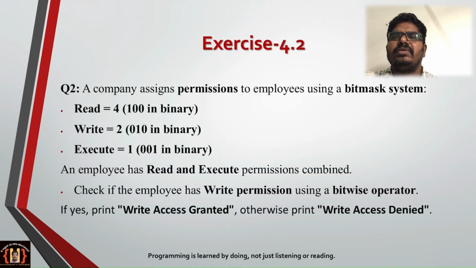Exercise 4.2. The question goes like this: a company assigns permissions to employees using a bit mask system. The bit mask system is as follows. For read we have 4, that is 100 in binary, and for write it is 2, that is 010 in binary. Execute is 1, that is 001 in binary. So this is the bit mask system. It means that reading, writing and executing are the permissions given to employees when they are working in their working environment on a particular file or database, whatever it is.